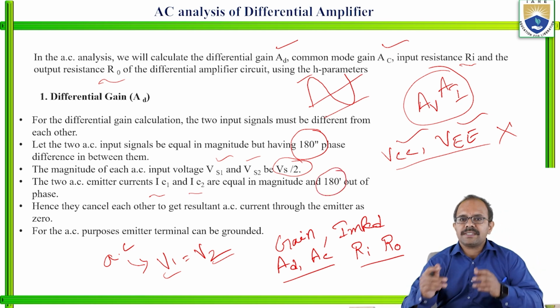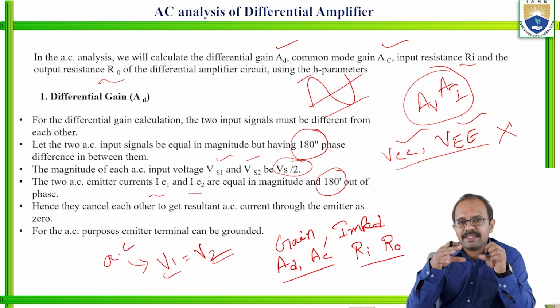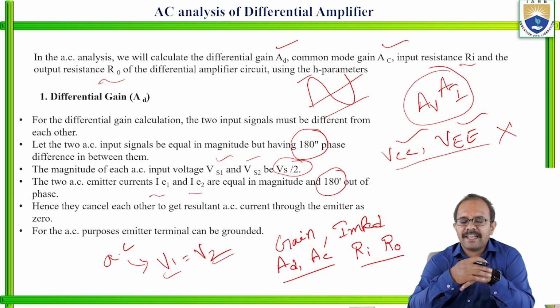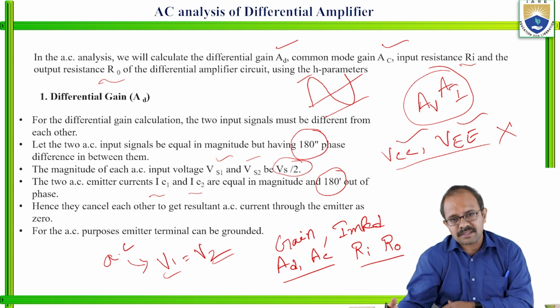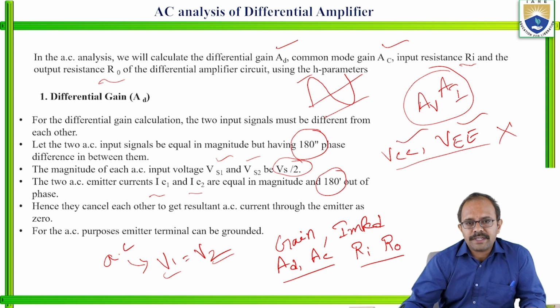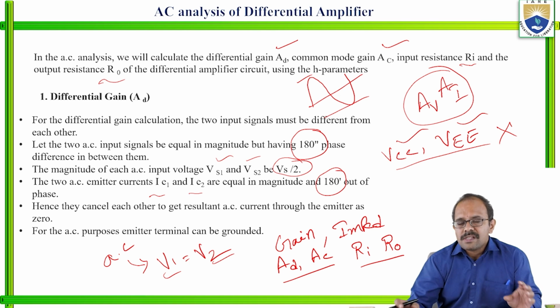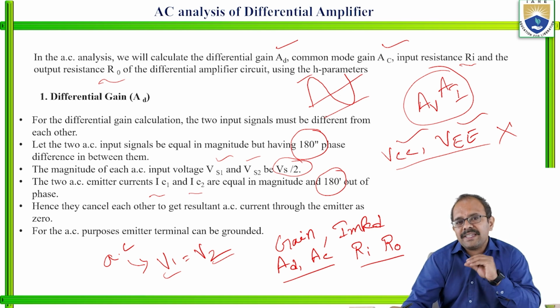So try to understand, we are going to describe the nature of the AC signals that are applied to the differential amplifier. One thing you need to remember is that in terms of magnitude, they are the same. In terms of phase, there is a 180-degree phase shift between the two. This 180-degree phase shift is carried throughout the analysis.